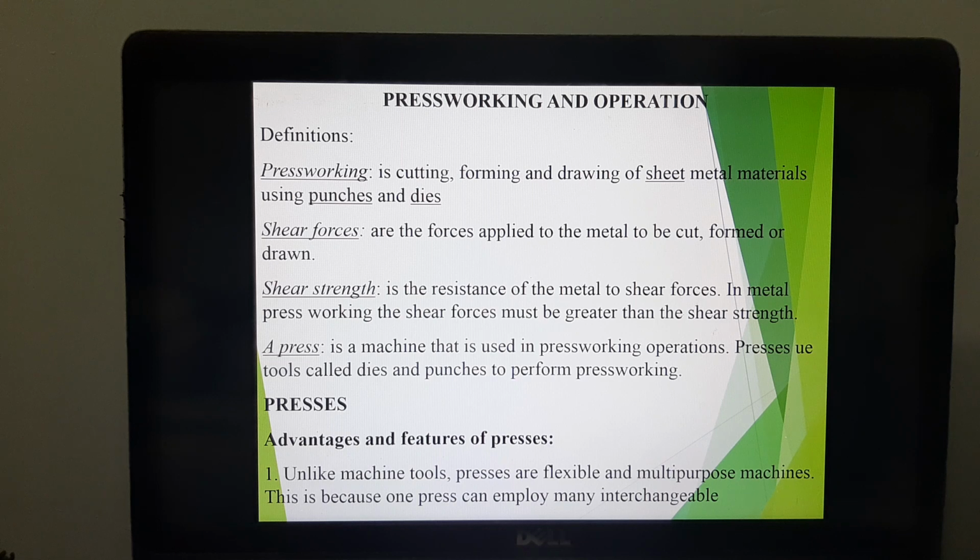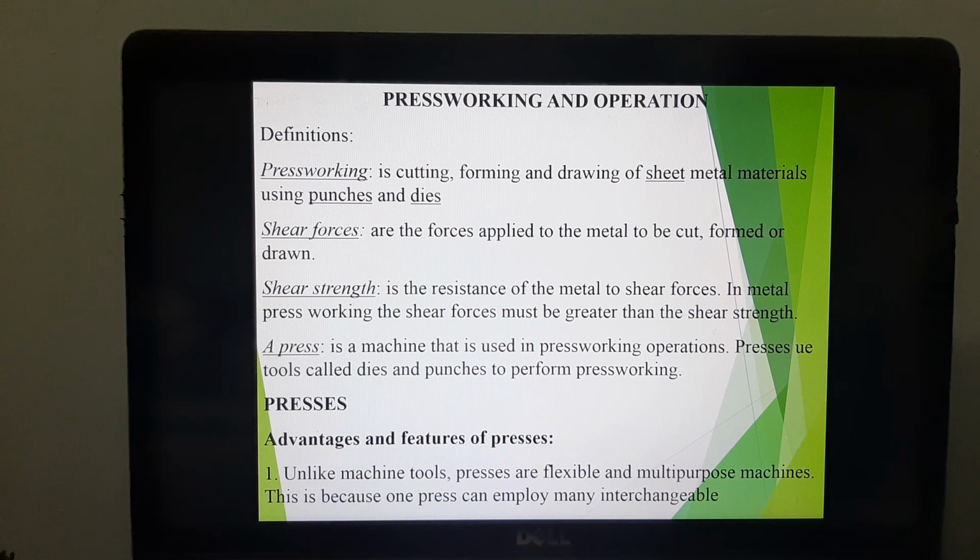Punches and dies are the molds used in press working operations. If you recall, there were several molds used before. In die casting, you had the hot chamber and cold chamber, the movable half and stationary half. In sand casting, you had the cope and drag. Similarly here in press working, we call them punches and dies. Shear forces: what is shear? Shear is cut. In technical terms we call it shear, in layman's terms we call it cut. So shear forces are forces applied to the metal to be cut, formed or drawn.